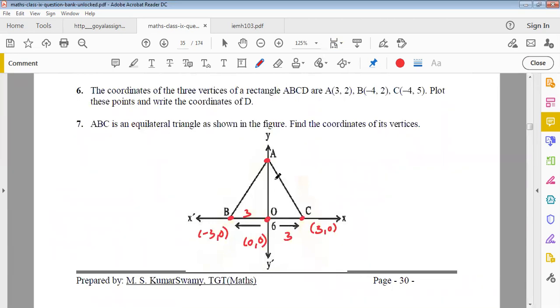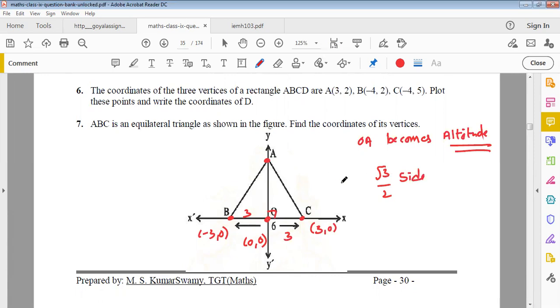And I want to find out this point. If I want to find it, it is very simple. See, OA here becomes the altitude of the equilateral triangle. What do you mean by altitude? Altitude: if you draw a line which makes 90 degrees with the base, that is called altitude. Or from one vertex to the opposite side, if you draw one perpendicular line, that is called altitude. Now if you see here, this is an altitude. Altitude is always root 3 by 2 times the side, in any equilateral triangle.